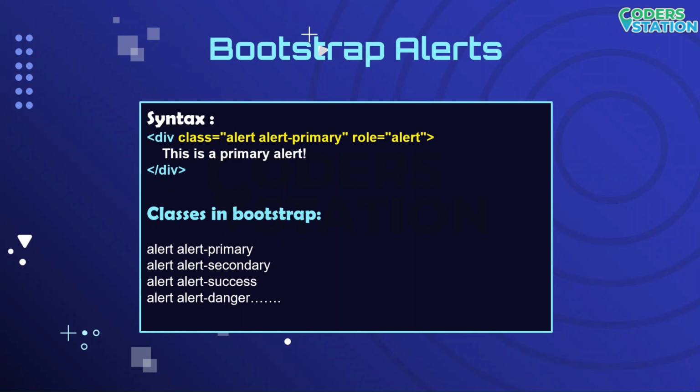What you have to do is write the main class, which is alert, followed by alert-hyphen and the alert which you want to implement. This entire thing you have to write. You cannot write only primary or secondary. You also have to add the alert word before the alert type which you want to implement.